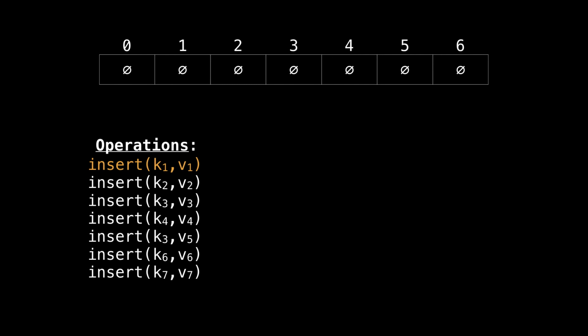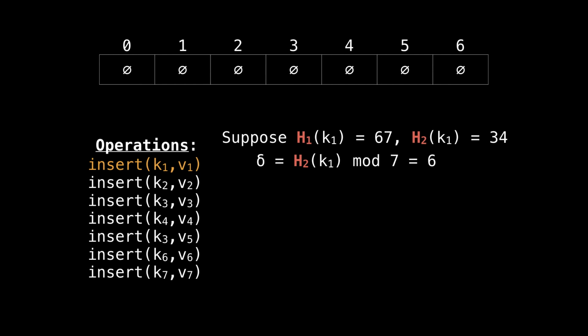Alright, so let's insert all of these key value pairs on the left into this hash table. So first key value pair is k1 and v1. Now suppose that the hash value for the first hash function of k1 is 67 and h2 of k1 is 34. Then first thing we do is we compute delta. So we compute h2 of k1 modulo 7, which is the table size, and we obtain 6. And then we compute where this key value pair should go, and it should go at position 4.